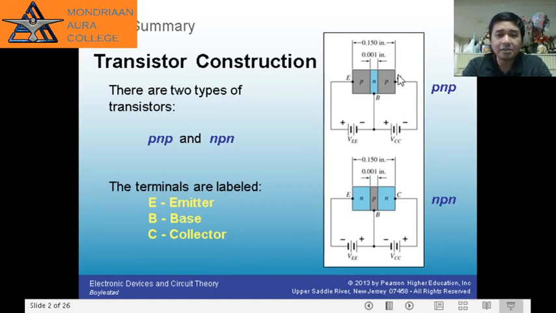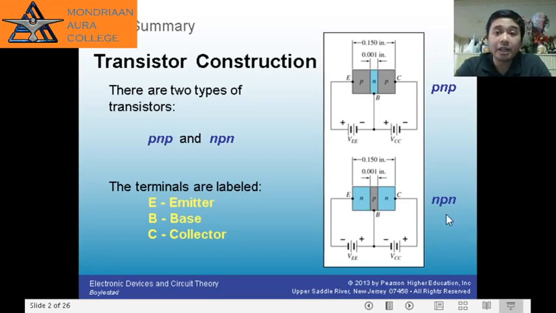So bakit tinawag silang emitter diode at bakit tinawag na collector diode to? It's because kung titignan natin tong dalawang to, we have the P-type and the N-type material na magkadikit, meron tayong diode. The same on the right side, P-type and N-type material na magkadikit, meron din tayong diode. So it's like a back-to-back diode. That's why it's called the emitter diode and this one is called the collector diode.